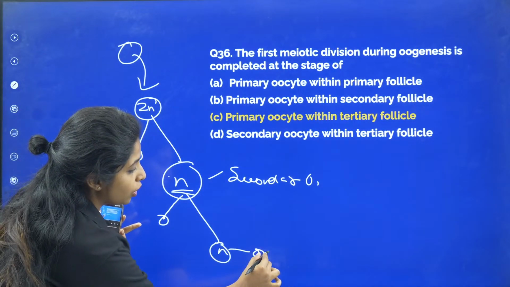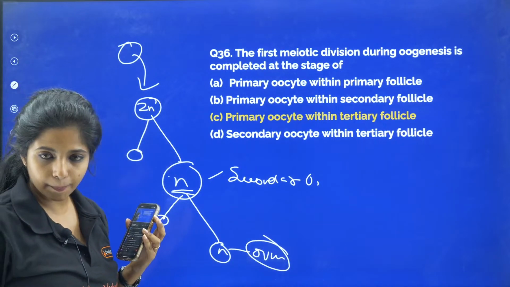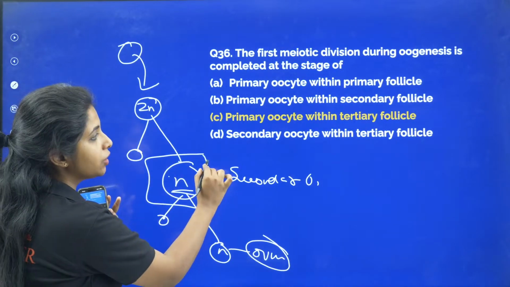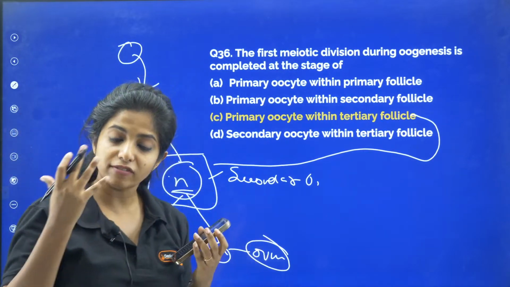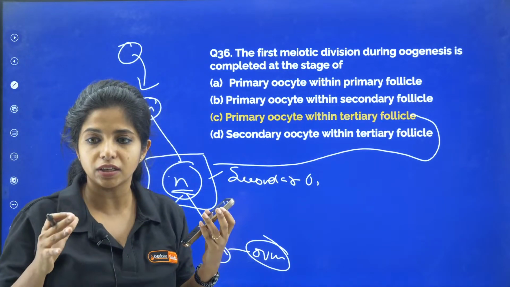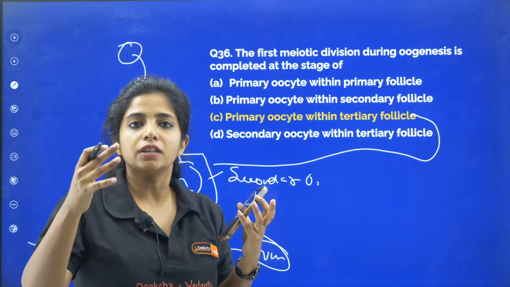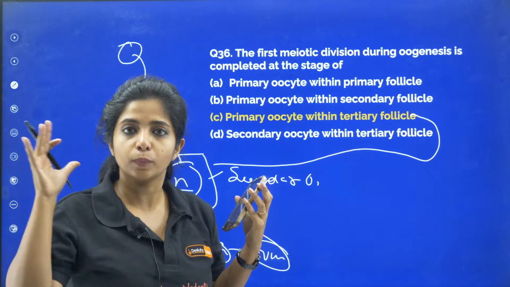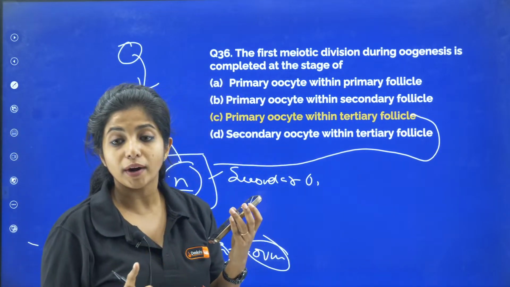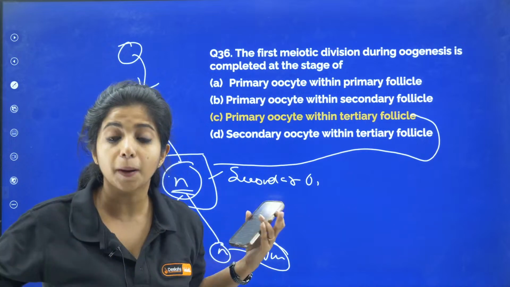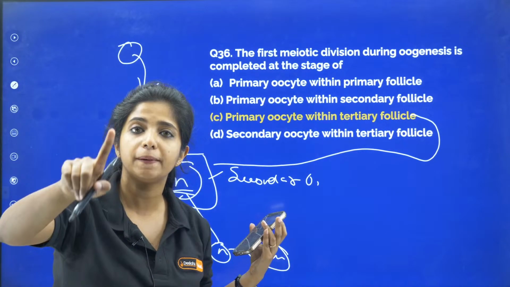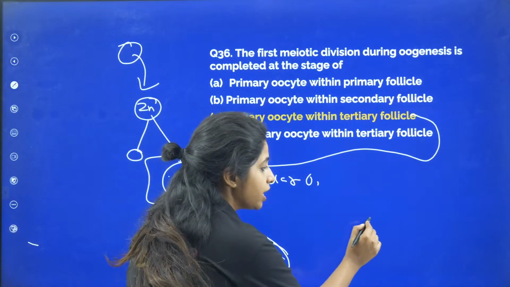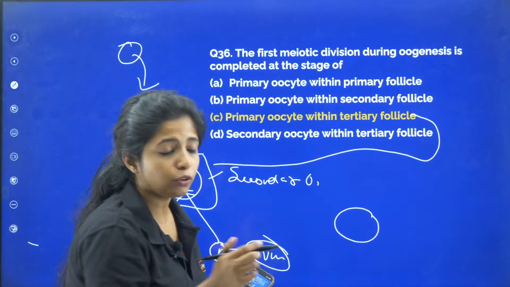Now it also does meiosis, right? Again you get N. This is what? Ovum, my dear children. So first meiotic division gets completed in the tertiary follicle. Then you have secondary oocyte. Secondary oocyte remains in the tertiary follicle. Basically what happens? The tertiary follicle matures into Graafian follicle. So in the Graafian follicle, you will be seeing the secondary oocyte itself, which has not completed its division. When does it complete its division? After fertilization happens, that's when it completes its division. Always remember that.